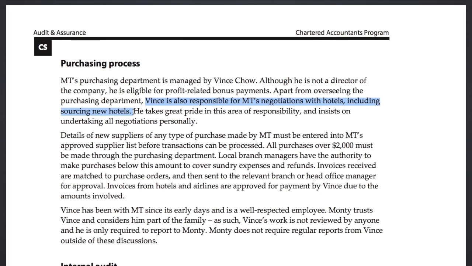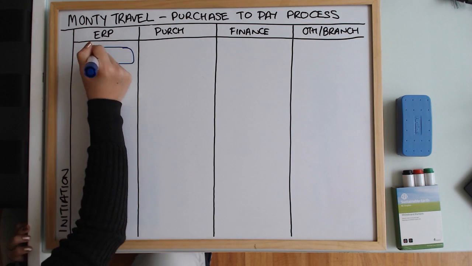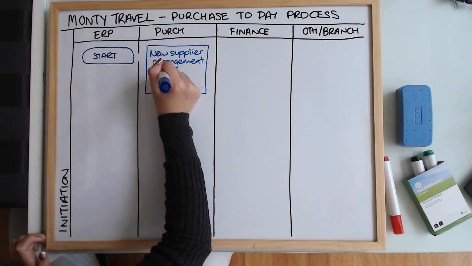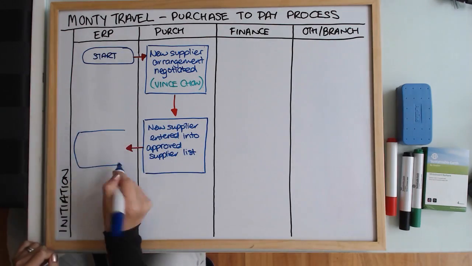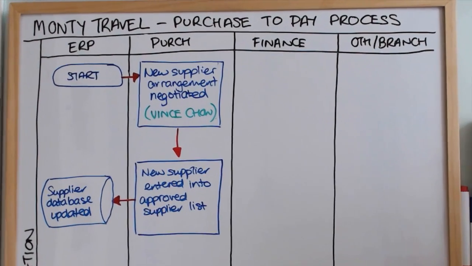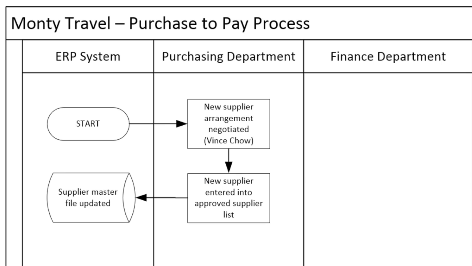Well, before we can buy stuff, we have to decide what to buy and who to buy from. That means negotiating new supply arrangements is the first step. Once that's done, the supplier has to be set up in Monty Travel's system. This happens whenever there's a new supplier, probably on an ad hoc and continual basis.